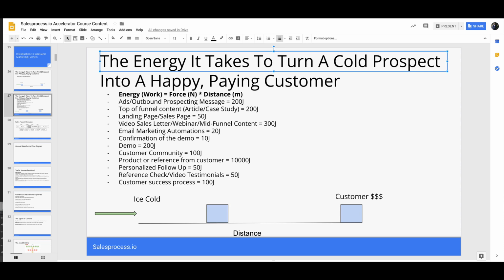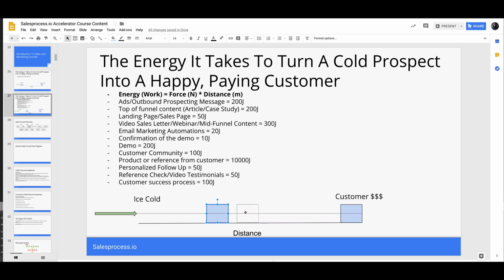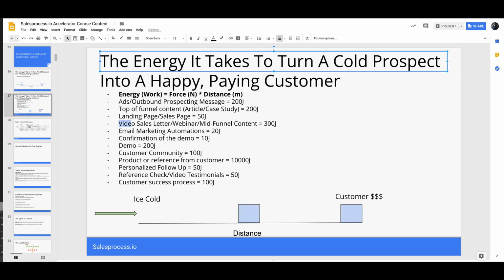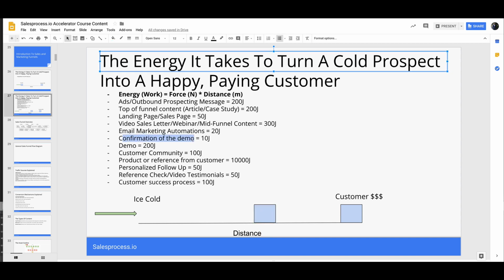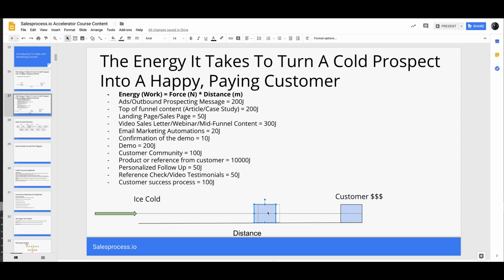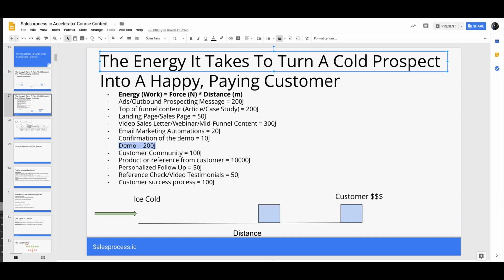Then this is where a lot of the heavy lifting is done. The video sales letter or webinar, okay? This brings them down the funnel even more. If you create a really good video sales letter or webinar, or what we call mid-funnel content, this can do a ton of heavy lifting for you, okay? Then we have our email marketing automation loop, so that we're sending emails automatically every day, 20 joules. Then we get them on a demo and we confirm the demo. There's another 10 joules.